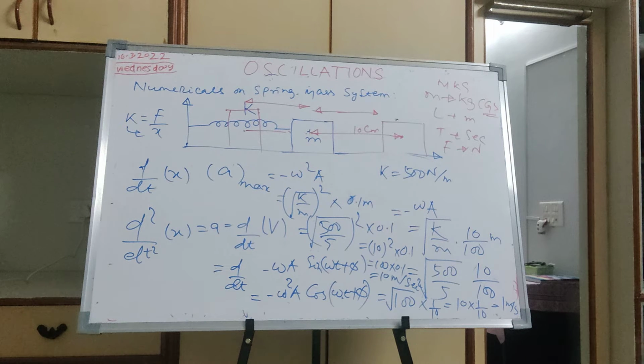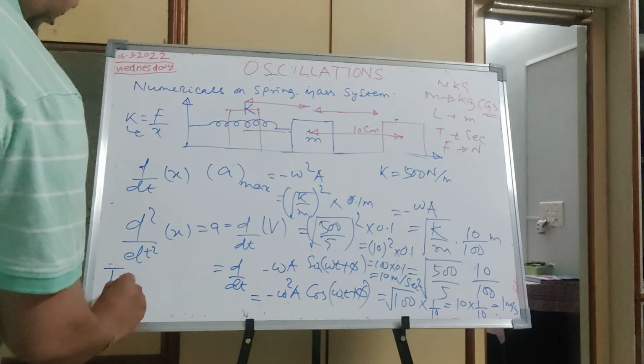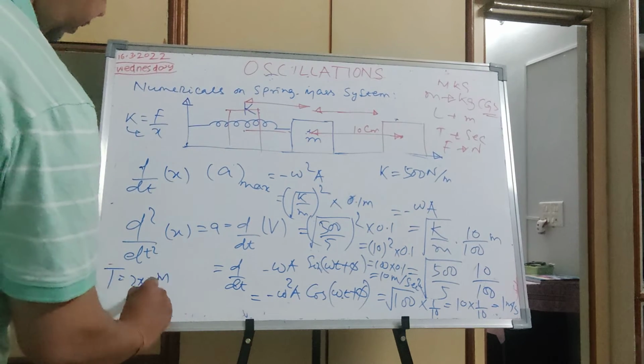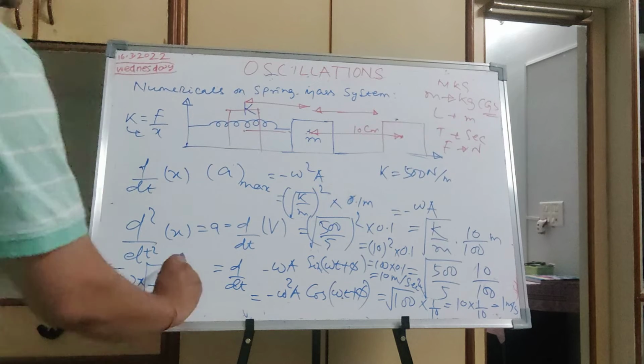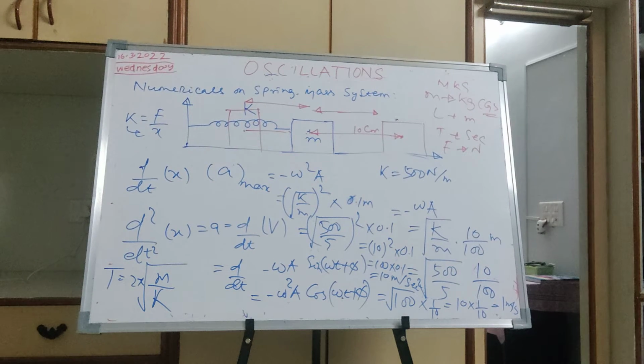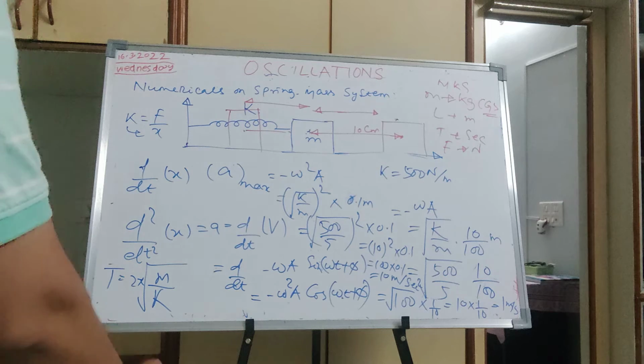There can be n number of numericals based on this. Always remember just T is equal to 2 pi root of m by k. You don't need to derive everything. That short form you remember. From this you can do so many things.